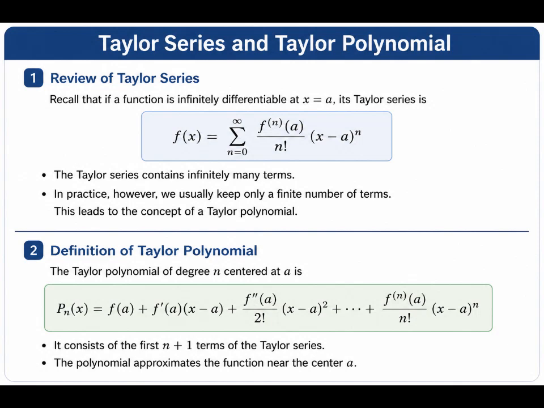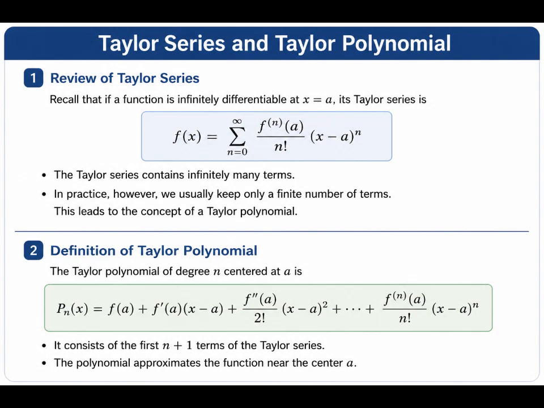Recall that if a function is infinitely differentiable at a point a, it can often be represented by its Taylor series. On the screen, we have the formal definition of the Taylor series. This formulation allows us to represent a smooth function as an infinite sum of polynomial terms centered around the point a. Notice that a Taylor series contains infinitely many terms.